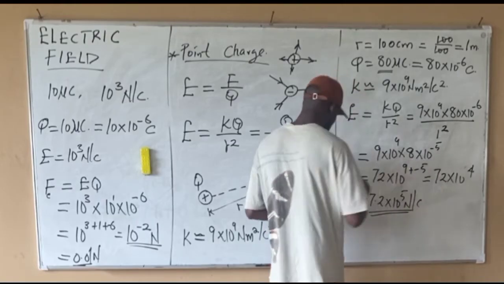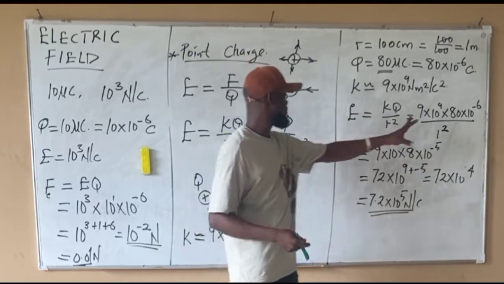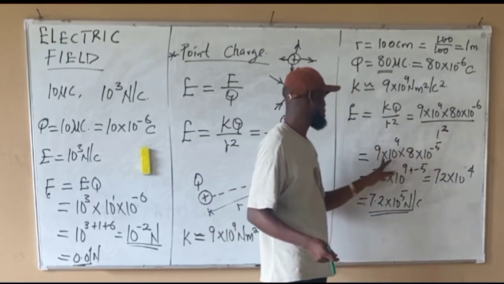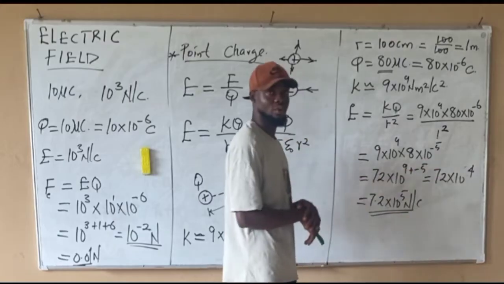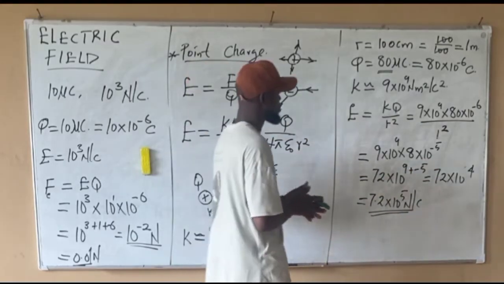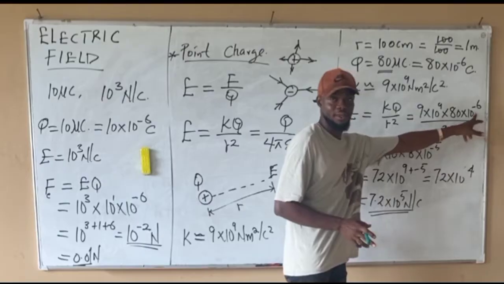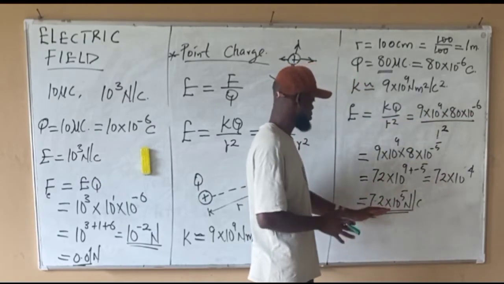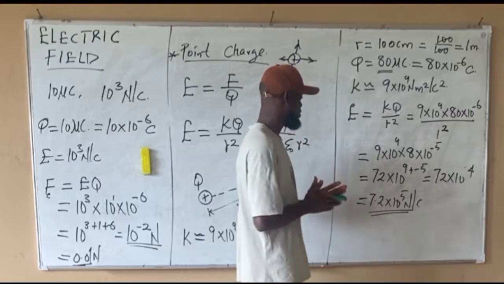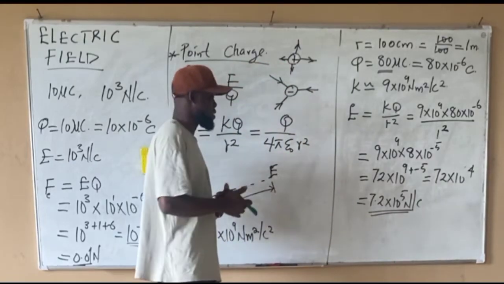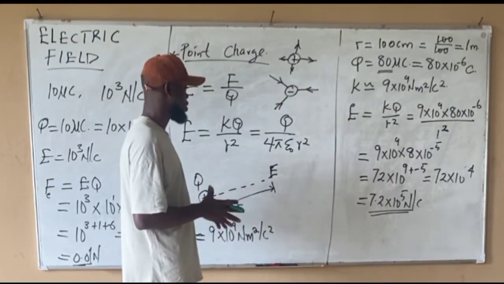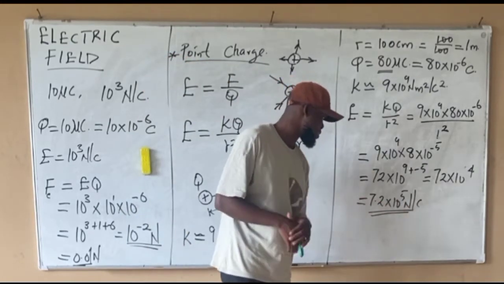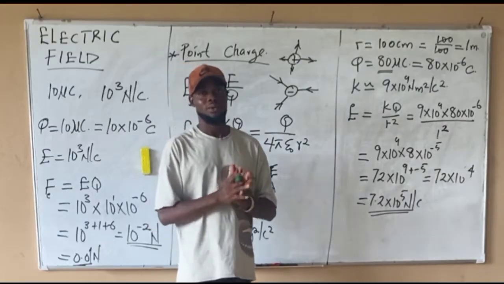So you don't need to solve it with your head, because 1 squared is equal to 1. That's why I deleted the denominator. That tends to 1, so only the numerator will be active. From this place, you can just use your calculator to get this answer. You don't actually need to start calculating with your head. So we're going to have 7.2 times 10 to the power 5 Newton per coulomb. That's what we're going to have.